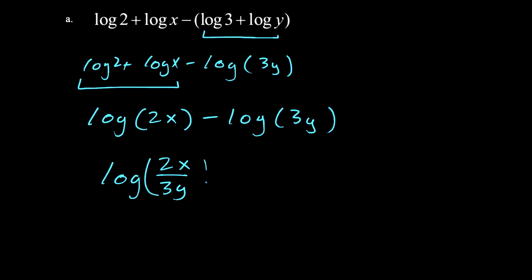And remember, this brings them to a single log. Do not make the mistake of writing log of 2x over log of 3y, because then you're saying that subtraction is the same thing as division. So we go from having two logs to a single log. We are condensing.